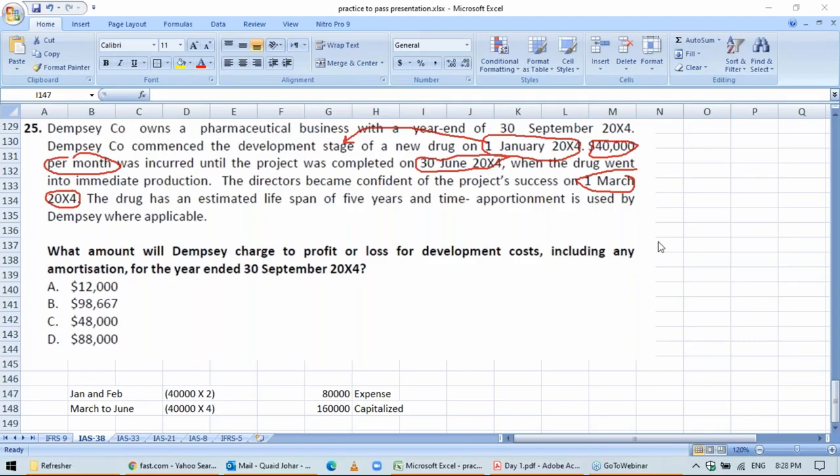As the year end is 30th September 2004, you will have to amortize. After June, the project was completed and was available for use. So July, August, September, 3 months amortization should be deducted. So deduct 3 months amortization from it. And the life is 5 years. The development cost life is 5 years.